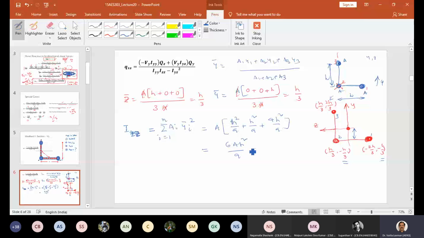That means 3 2s are 6, 3 3s are 9, right? So 2A H squared by 3. And you can calculate Iyy, you are going to get the same result. Check it out. This also you are going to get 2H squared by 3. I will give 1 minute. Please do this. Iyy, show that it is going to be 2H squared by 3.